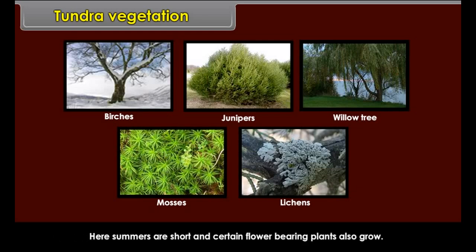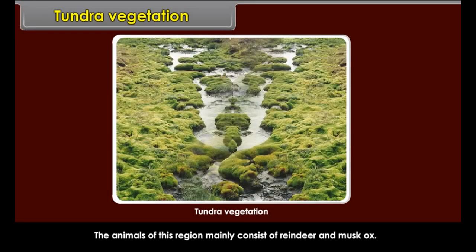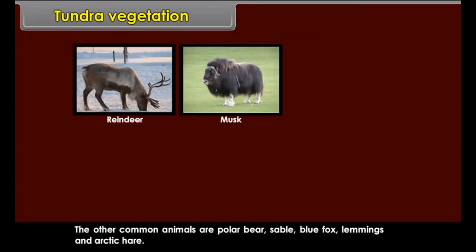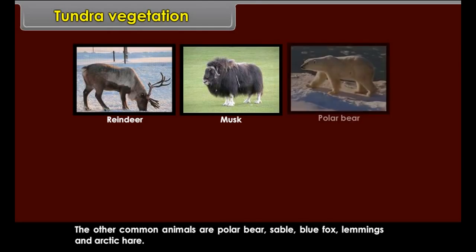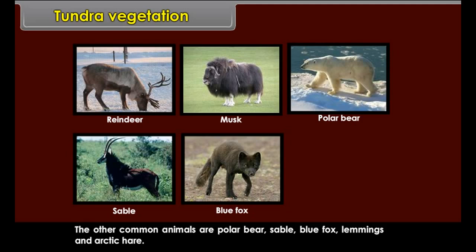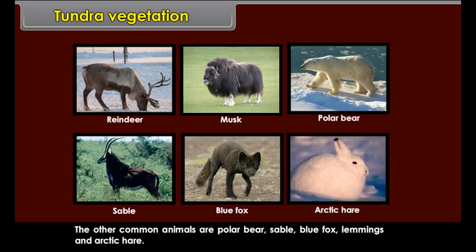Here, summers are short and certain flower-bearing plants also grow. The animals of this region mainly consist of reindeer and musk ox. The other common animals are polar bear, sable, blue fox, lemmings and Arctic hare.